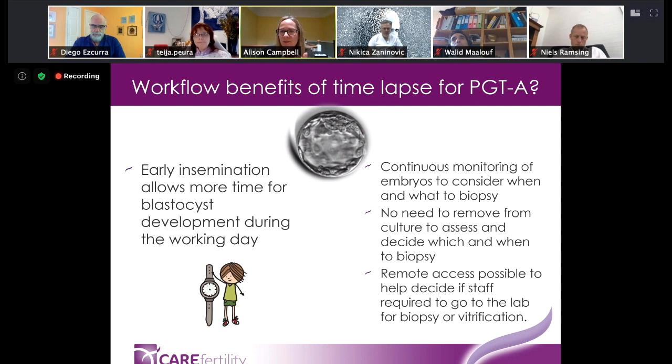So it allows this flexibility and stability of culture. And we can also have the facility to go for remote access. So we could look into the viewer, at the images, to help decide if we need to send people in, if yesterday's day 5 blastocysts are now ready on day 6, or if they're not suitable for biopsy or vitrification. So there are lots of little tips and tricks that we can use to our benefit when we've got time-lapse at our fingertips.